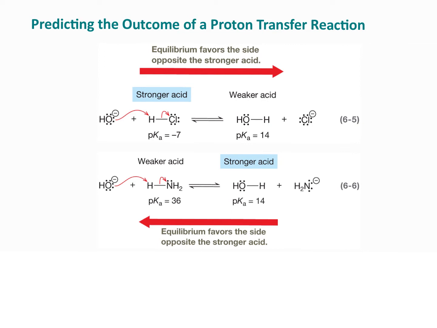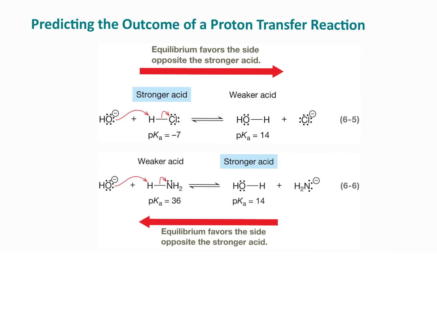If you look at equation 6.6, this is the acid here with a pKa of 36, and then we still have water here with a pKa of 14. Well, 14 is less than 36, and so 14 is going to be the stronger acid, and it's going to push that way, and the equilibrium is going to favor this side here. Now, we can also calculate how much it's going to favor, right?